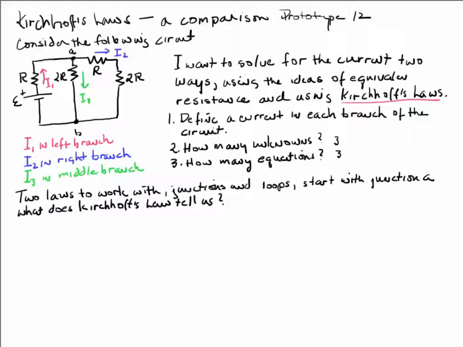So let's start with junction A. What does Kirchhoff's law tell us about the currents entering and leaving junction A? It simply says that I1 minus I2 minus I3 must equal zero. And we will call this equation 1.